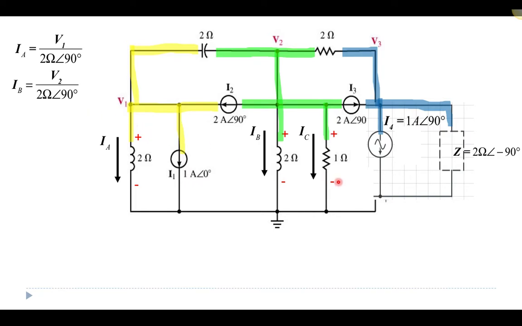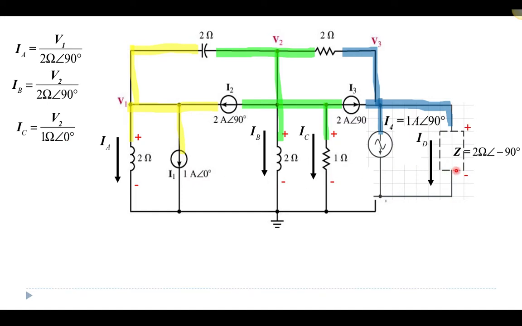Then I get to the next component, which is a resistor, and again it's connected on one side to node 2 and on the other side to the ground. So the voltage is just V2, and then I divide by the impedance, and it is a resistor with 1 ohm resistance, and then it would have a phase angle of 0.